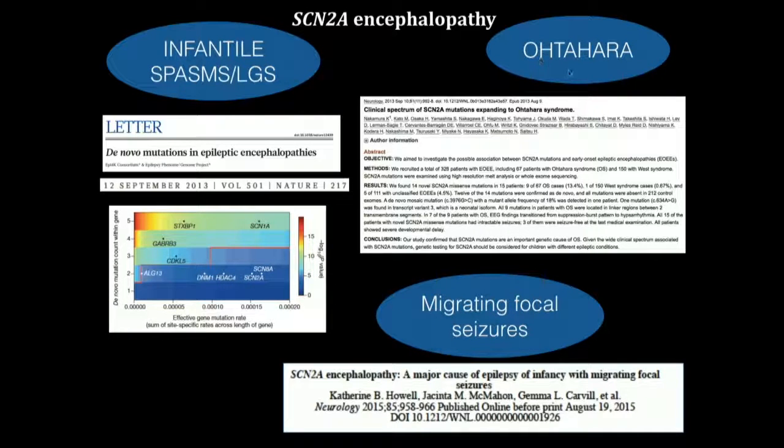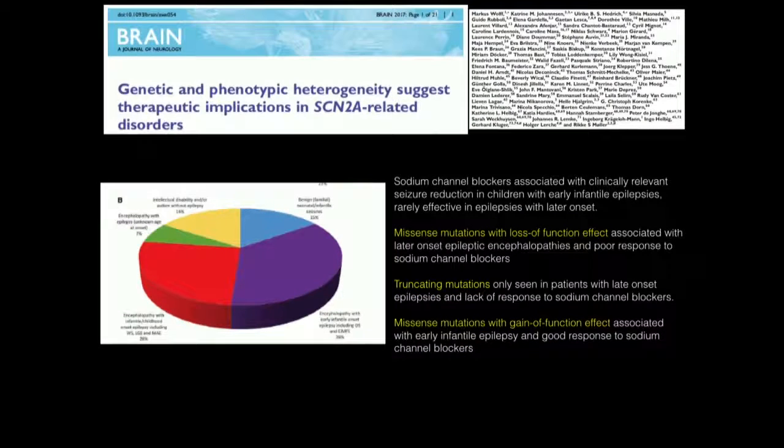Some teams in Japan related the same gene to Ohtahara syndrome, which is the most severe form of encephalopathy with epilepsy in infants. And then other teams related it to migrating focal seizures, which is another form of very severe early onset epilepsy. And then, finally, this is almost definitive work by many teams in Europe, as you can see here.